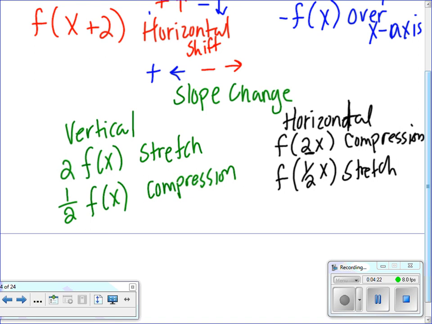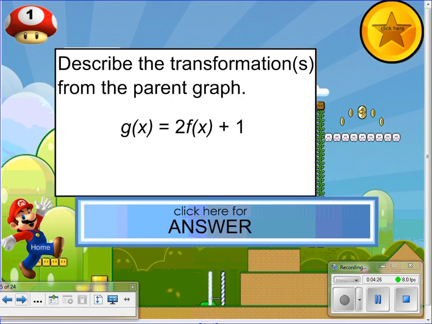And so with that, once we reviewed that, let's go through and do question number 1. Question number 1 says to describe the transformations from the parent graph. Again, I would have that foldable that you made on Monday out with you so that you have that. So g of x equals 2 times f of x plus 1. That's where we're starting. We have 2 transformations that are happening. The first one that we see is the 2 times f of x.